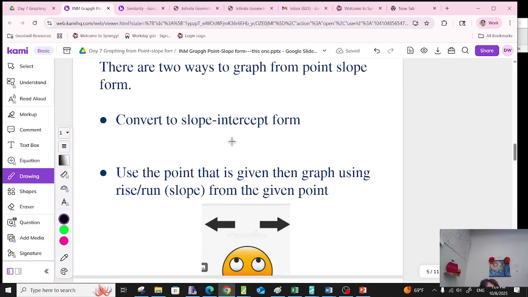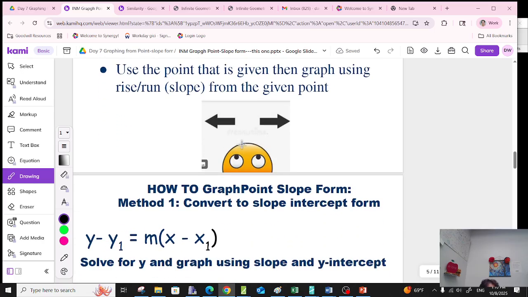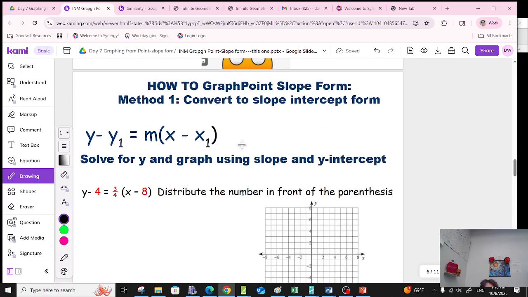You convert to slope intercept form. That'd be method 1. And then you use the point that is given, then graph using rise over run slope from the given point. So these are two different methods for being able to graph, and you get to choose. There are some times when it's better to use the second method, but then there's some times when students like graphing the first method. And I'll show you both. So here's the first method.